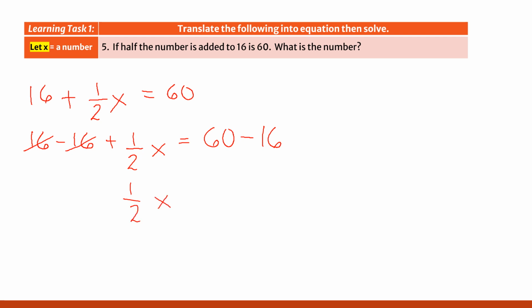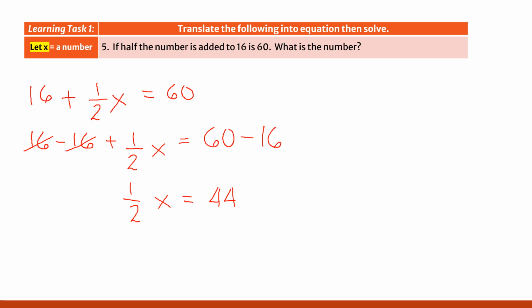x equals, what is 60 minus 16? Of course, the answer is 44. Tama? So 44 plus 16, 60. Okay. Now, if you look at the numerical coefficient of x, it is a fraction. Ano? 1 half. So how can we remove this numerical coefficient 1 half?